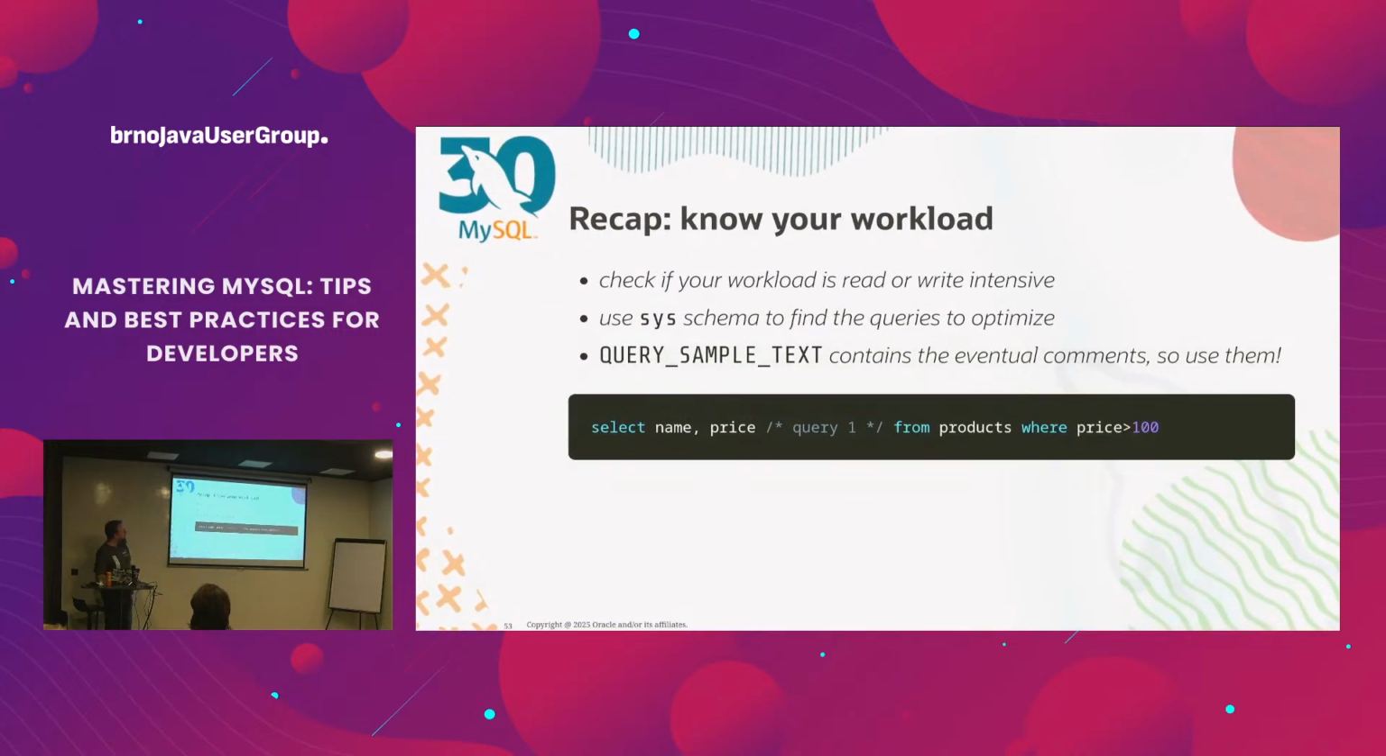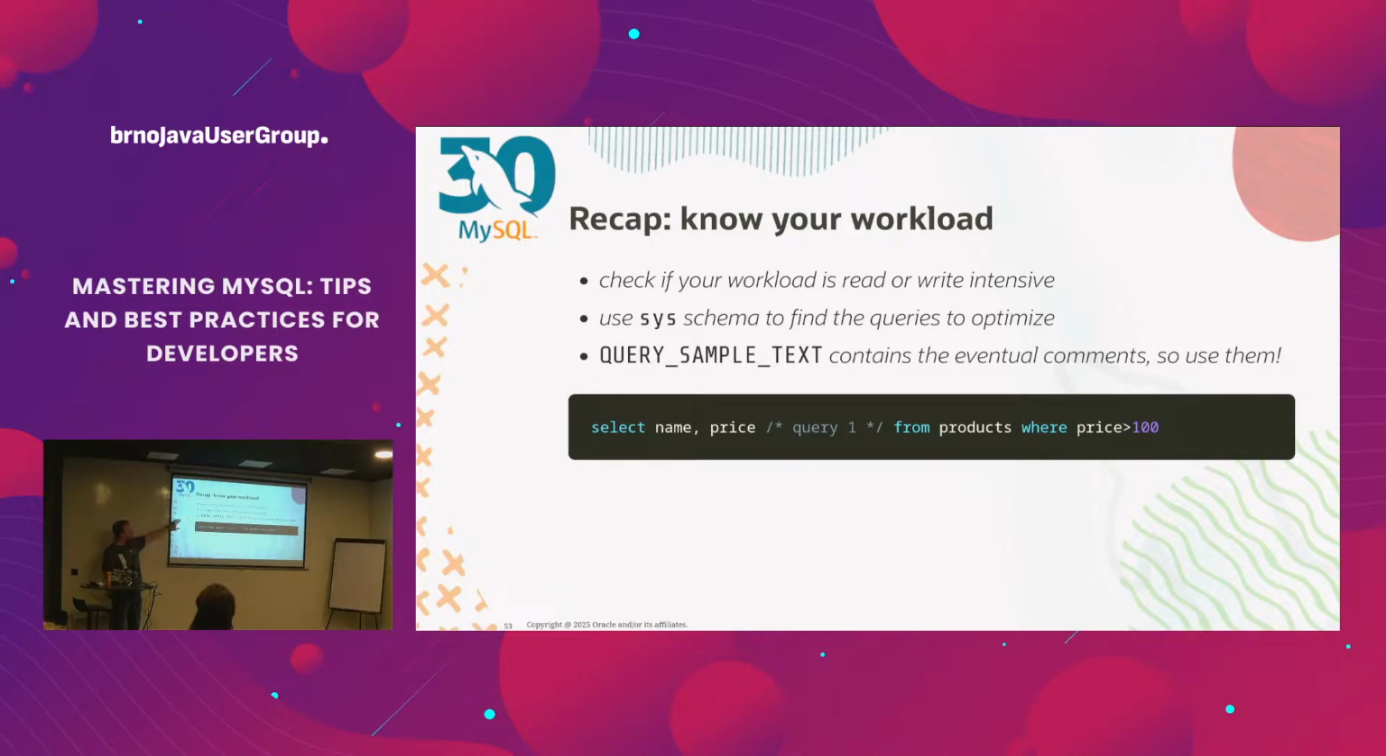So on the workload, check if you are read and write intensive. Very good to know, because it will all depend, maybe not for you, but for the operators to make modifications on the file system, on the amount of IOPS and stuff. Check the schema to see what table, what queries you need to optimize. And we also have now query sample text that you can get from performance schema.